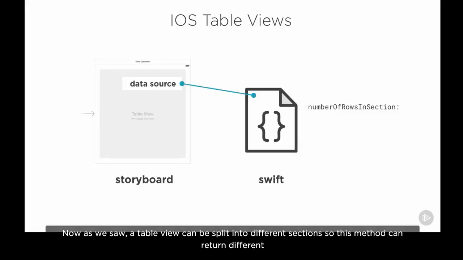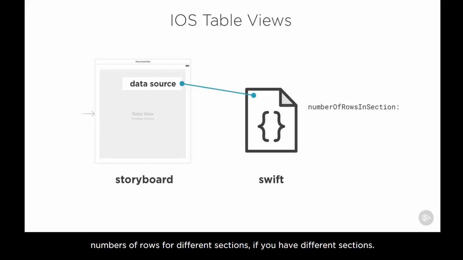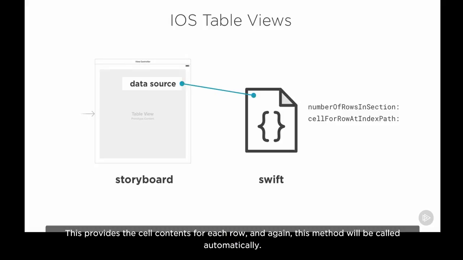Now, as we saw, a table view can be split into different sections, so this method can return different numbers of rows for different sections if you have different sections. Now, the other method that's required is called cell for row at index path. This provides the cell contents for each row. And again, this method will be called automatically. This one will be called multiple times based on the number returned from the first method.